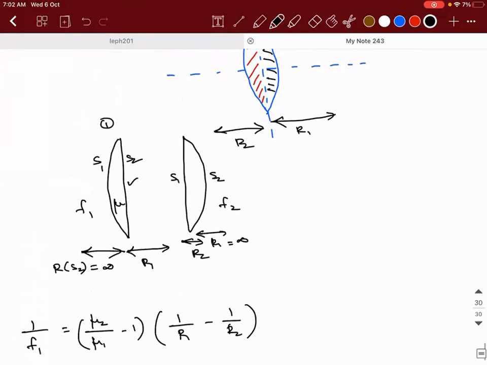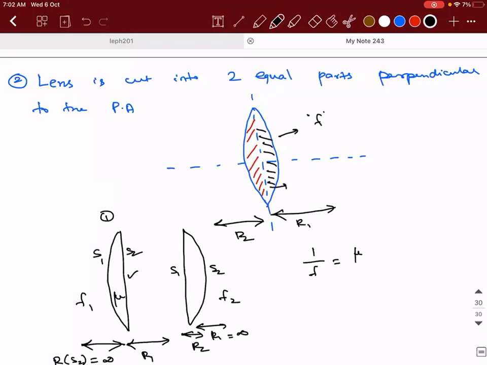So initially, let's say 1 by F is equal to, let's say the refractive index of this material is mu and the outside medium is 1. So mu2 is mu, mu1 is 1. So mu minus 1. Okay. Let us say R1 is R and R2 is also R. This for an instance, I'm considering that both the sides are of equal radius of curvature. So 1 by F will be equal to mu minus 1 into 1 by R1 is plus R minus 1 by R2 is minus R.